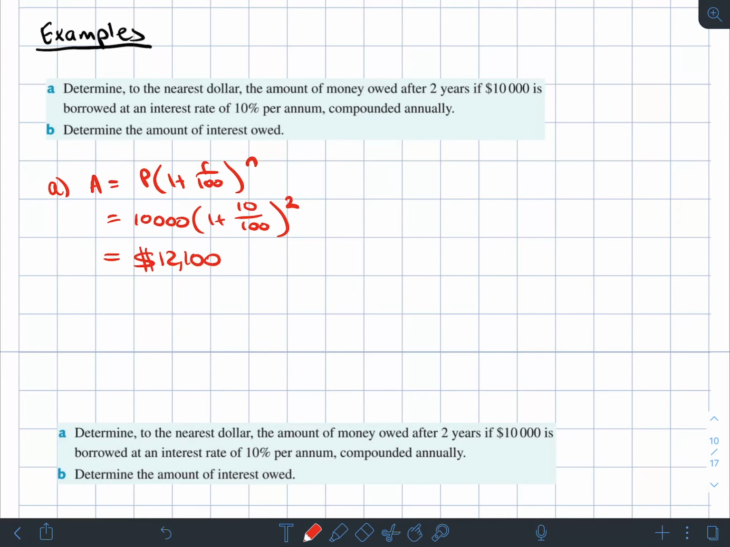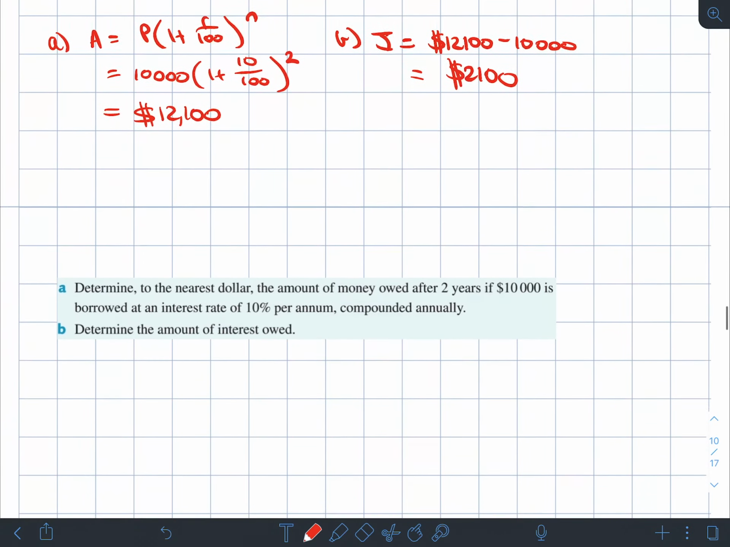$12,100. And remember, the amount included the interest as well. So if we want to find just the interest that we owe, it's just the difference between the principal and the value of the loan or investment, which is pretty easy to see from this one. It's just $2,100.